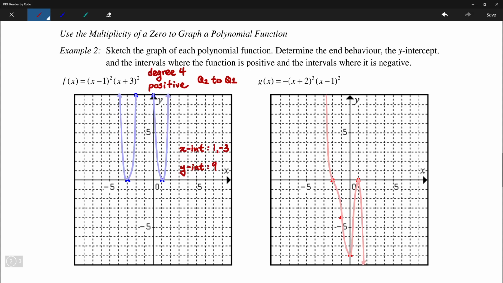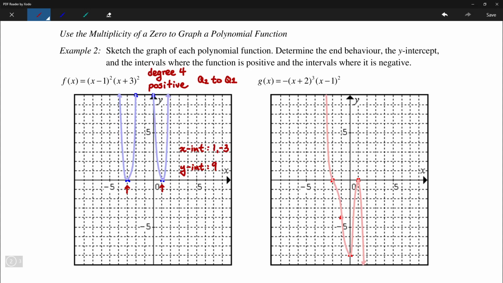So again, the important points are the y-intercept, which is right here, and then the two x-intercepts. And the general shape of the graph is that it goes from quadrant 2 to quadrant 1. Now, the additional piece of information that we have is that both of these zeros have multiplicity of 2. So the graph will just touch the x-axis at those points and then go in the other direction. Okay, so this is going to be the way that this graph gets drawn.